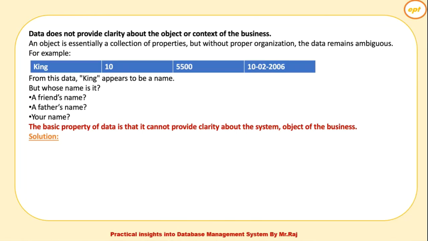If I have meaningful data, suppose King is the name, the second value, an integer, is the department number, 5500 is the salary, and the next one is the hire date. Are you able to understand now? If I add context to the data, then it is really useful for taking business decisions, right? That is the solution: you have to convert this raw data into meaningful information, meaningful data. You have to add meaning to this raw data.